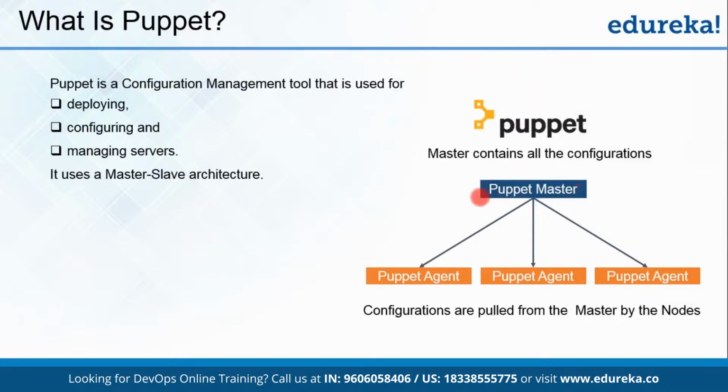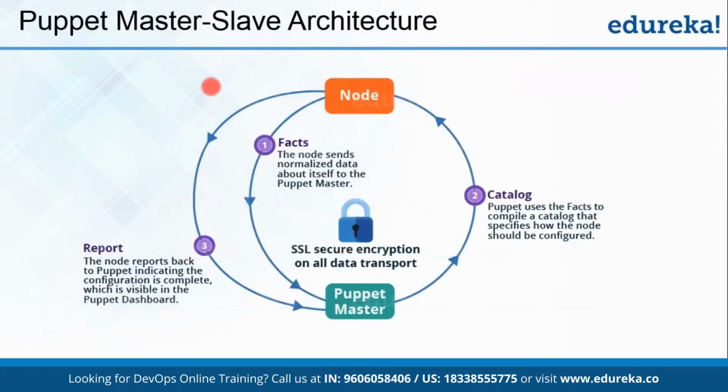So this is Puppet master. Over here, all the configurations are present. And these are all the Puppet agents, all right? So these Puppet agents poll the central or the Puppet master at regular intervals, and whatever configurations are present, it will pull those configurations basically. So let us move forward and focus on the Puppet master-slave architecture. Now this is the Puppet master-slave architecture, guys.